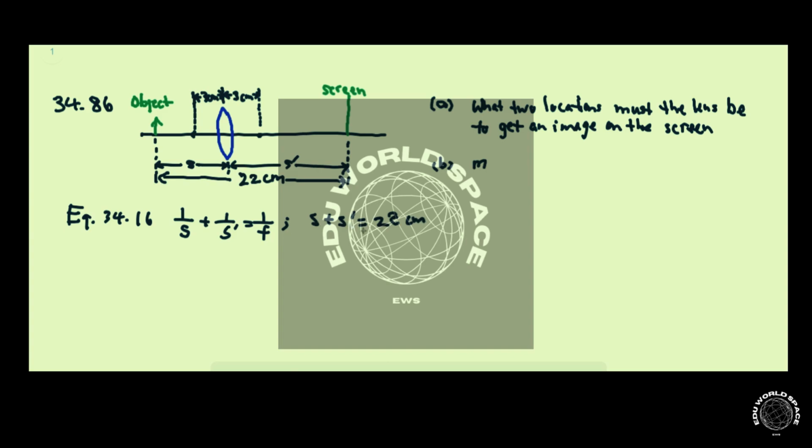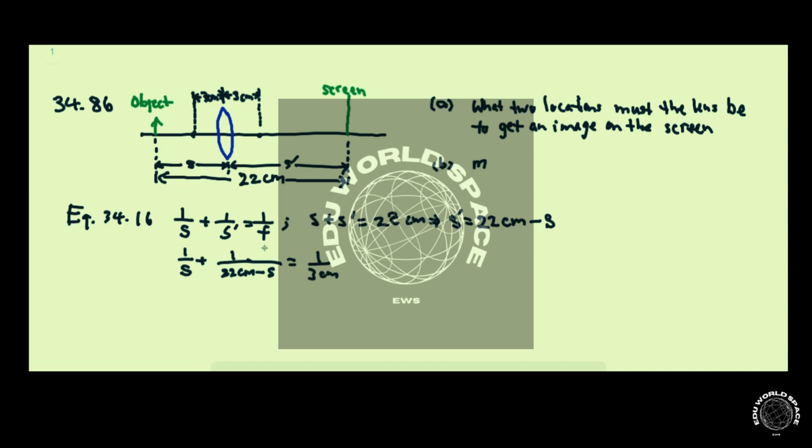So what we can do is eliminate, let's say, S prime, and then solve this equation in terms of S. So S prime is 22 centimeters minus S. If I substitute for S prime into equation 34.16, then I have one equation in terms of S alone. I have 1 over S plus 1 over 22 centimeters minus S is equal to 1 over 3 centimeters.